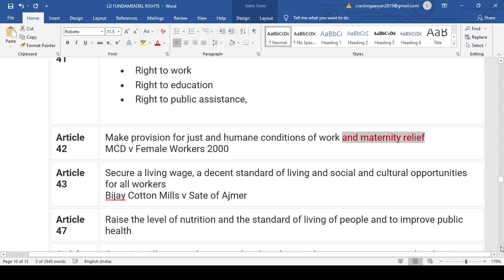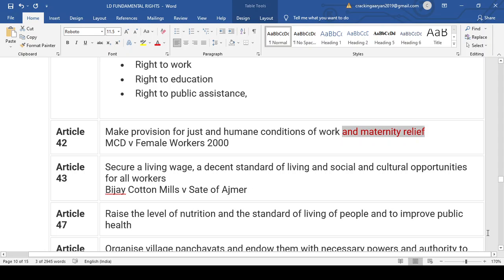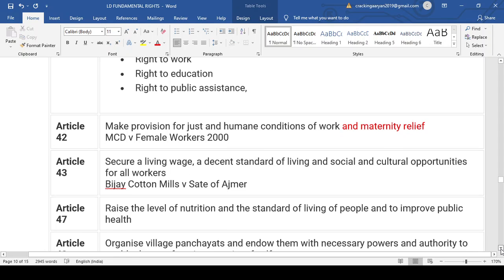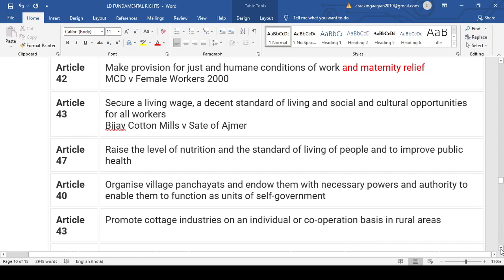This is the case of MCD versus Female Worker, 2000 judgment of the Supreme Court, AIR 2000, in which it was held that even if it is not enforceable in the law, while the executive or the administration, and administration means you are government, wherever you are working, that administration, they have to take into consideration Article 42.